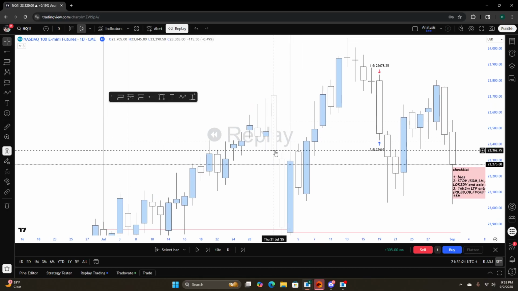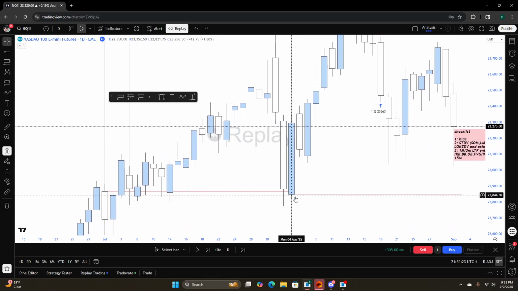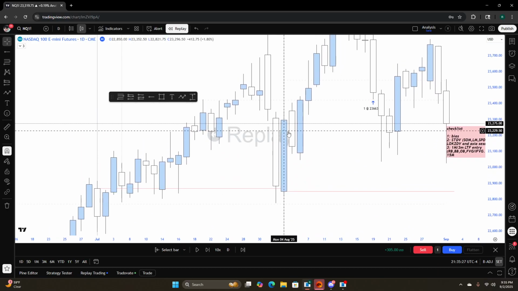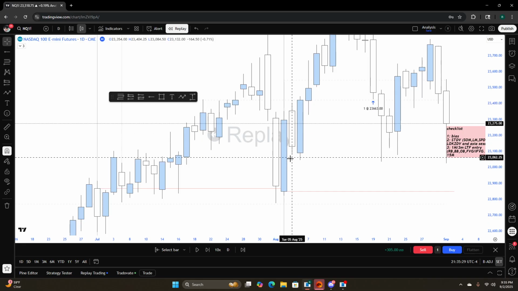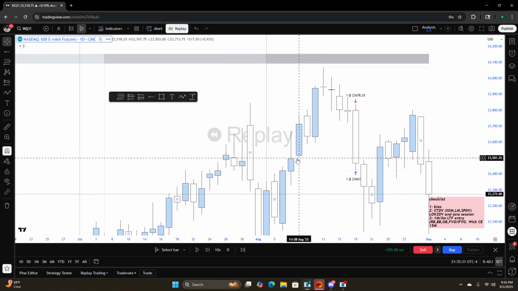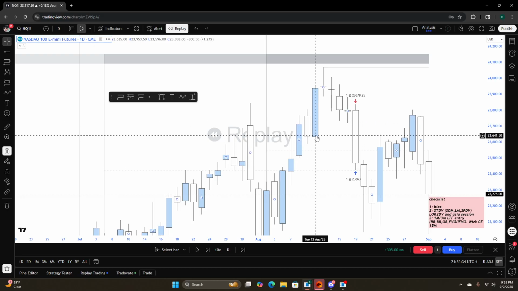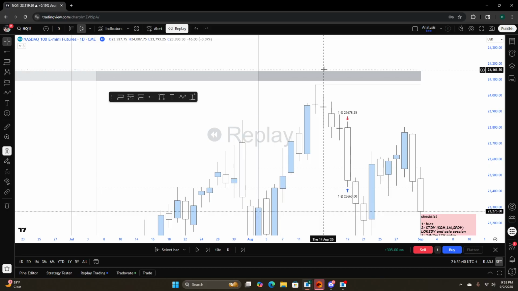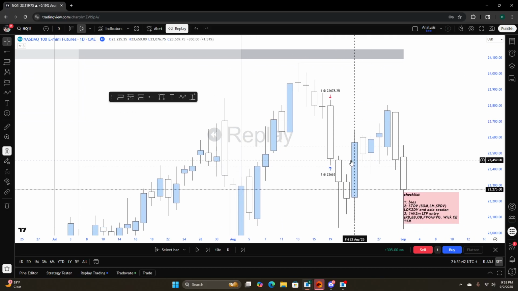We have this bearish candle, previous day low gets swept, bearish candle, previous day low almost gets swept. Bullish candle, previous day high gets swept, previous day low gets swept, previous day high gets swept, previous day high gets swept, previous day low almost gets swept, previous day high gets swept. I don't know what that is, probably doji candle, but it has a wick, so previous day low gets swept. You guys get the idea.